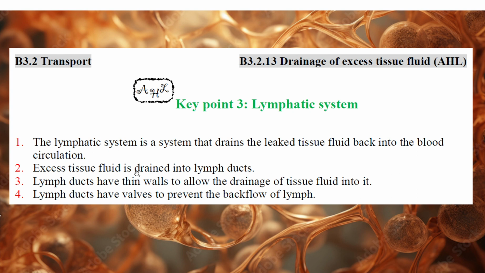The lymph ducts have thin walls to allow the drainage of tissue fluid into them. Lymph ducts also have valves, because it's low pressure, to prevent the backflow of lymph. So remember, the tissue fluid can go back to the venule. If it can't, then it goes through the lymphatic system.